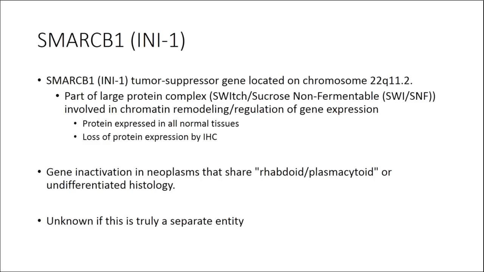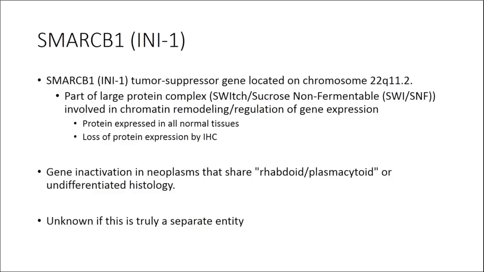Now, in terms of SMARCB1, it's a tumor suppressor gene located on chromosome 22. It's part of a large protein complex, the SWI/SNF, or sucrose non-fermentable protein complex, which is involved in remodeling and regulation of gene expression. And the protein is expressed in normal tissue, so it's the loss of the protein that we're examining by immunohistochemistry.